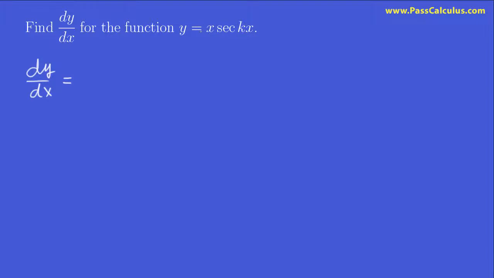The derivative of the first factor, x, is 1, multiplied by the second factor left alone, plus the first factor left alone, multiplied by the derivative of this factor here, secant kx. Now, this might be a little bit weird, but remember the derivative of secant x, why don't I just write it quickly over here? The derivative of secant x is secant x tan x.